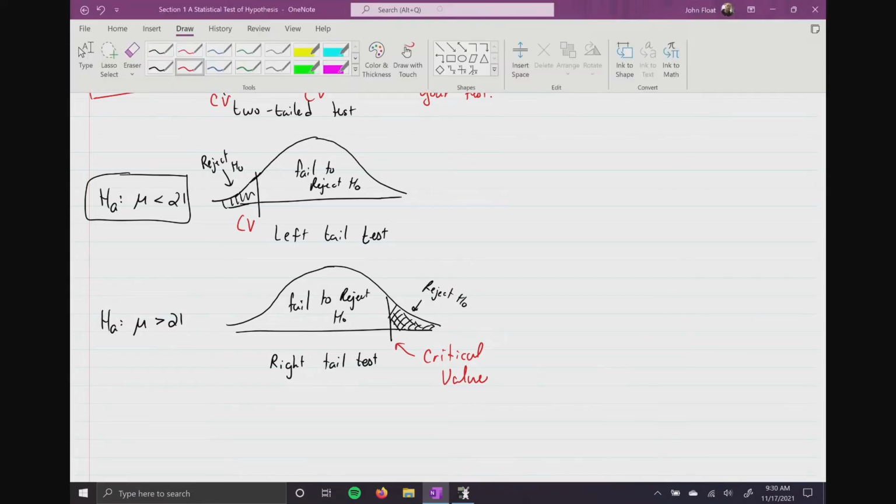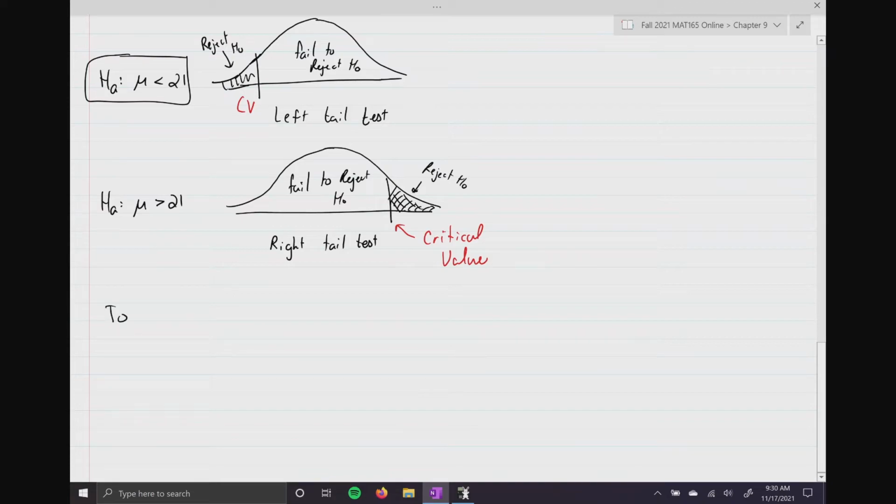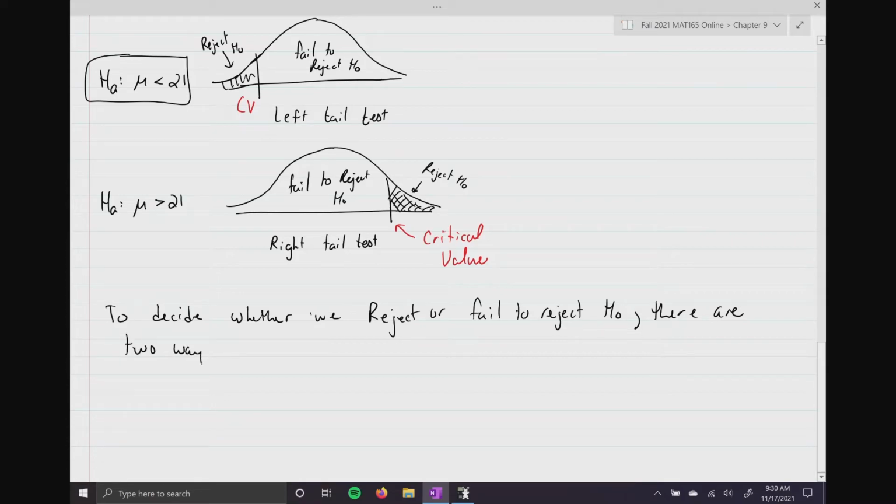Now, in order to determine a conclusion for the test, there are two ways to do this. So let me just write a statement here. To decide whether we reject or fail to reject the null, there are two ways, and I'll show you both. In fact, I do them in every single problem. The first way is by using a test statistic. And then the second way is what we call the p-value method. Both are decent methods. The p-value method is really good if you're using technology. Either way, you're going to get the same exact result.